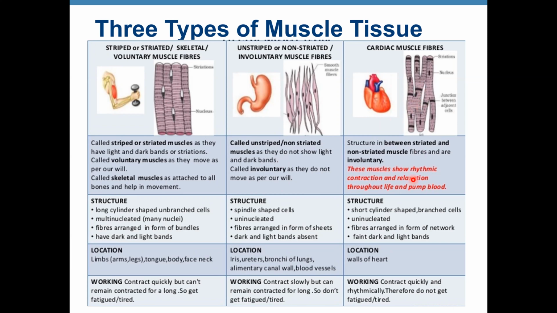Cardiac muscles are branched cells, uninucleated, the same as smooth muscles. They do have striations, the same as skeletal muscles, and they show rhythmic contraction and relaxation. They are only found in the walls of the heart, contract quickly and rhythmically, and don't get fatigued or tired easily. They are also involuntary muscles.